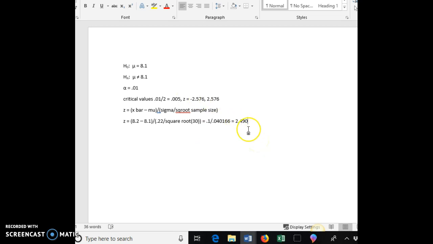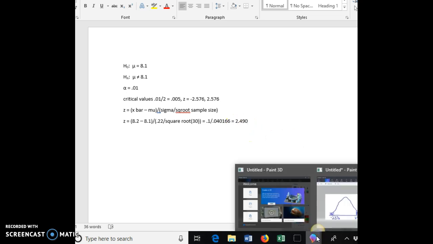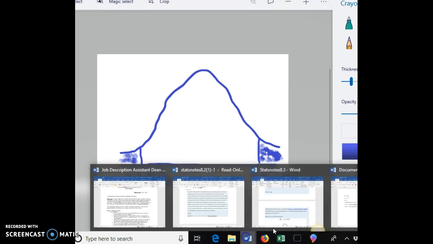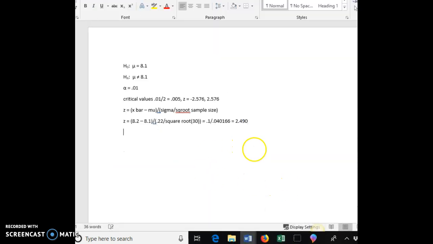All right, so let's look back at our picture here. 2.490. If we look at our picture, well, it's not over here in the rejection region. It is, in fact, over here somewhere where my little target thing is pointing. So it's not in the rejection region. So let's go back here. And let's state it's not in the rejection region. And if it's not in the rejection region, we fail to reject the null.